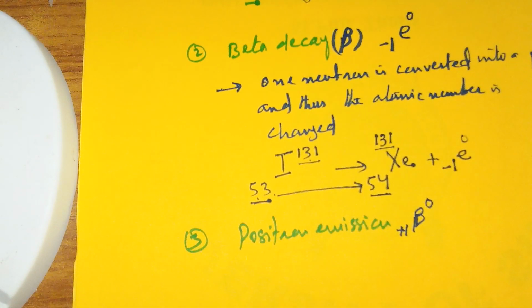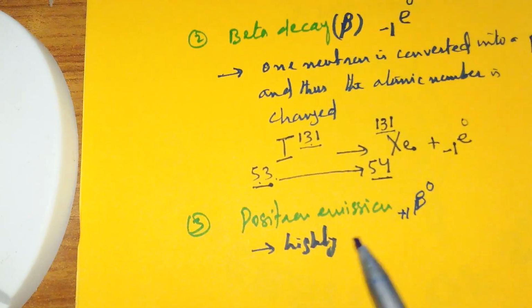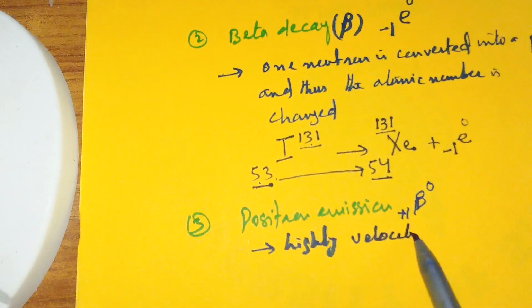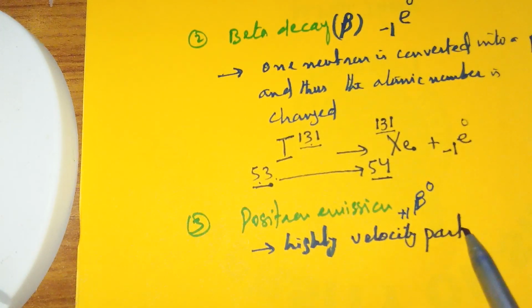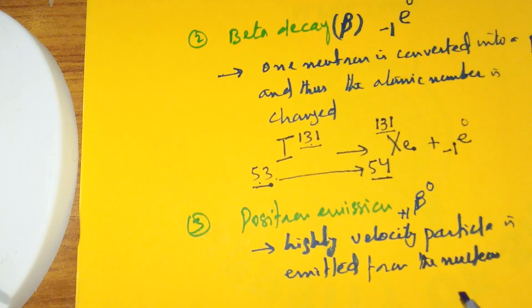Positron emission is a highly a velocity particle emitted from the nucleus. It has the same mass as an electron but a positive charge.